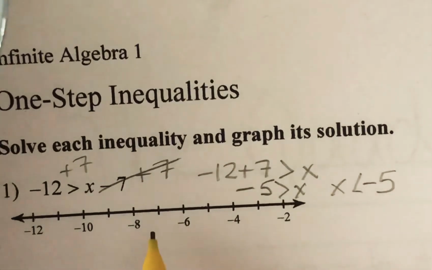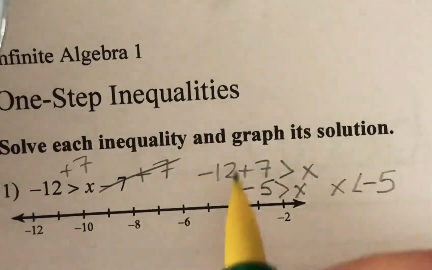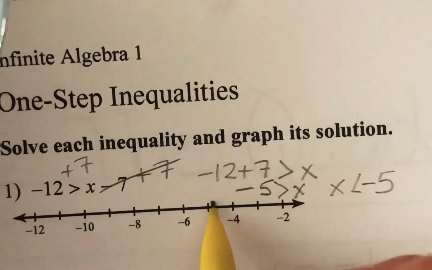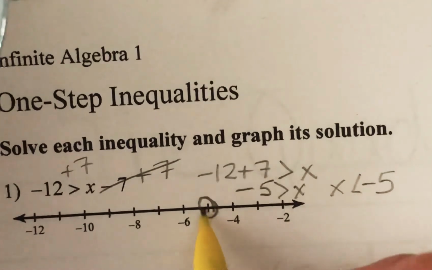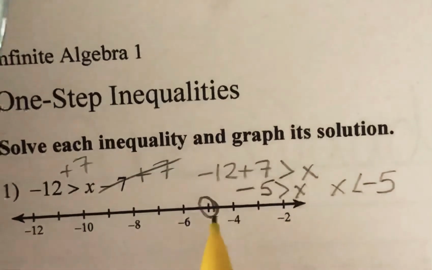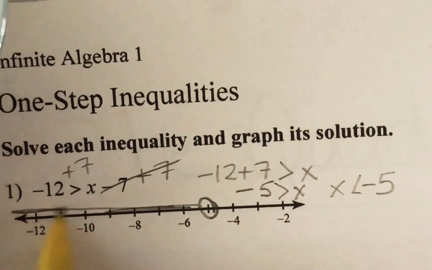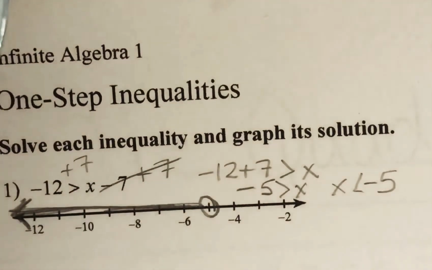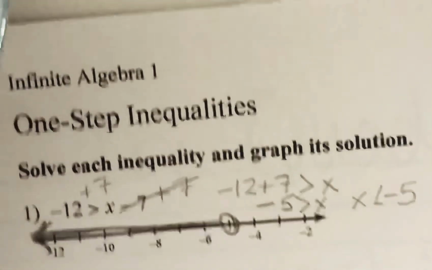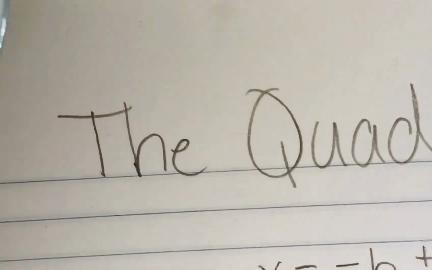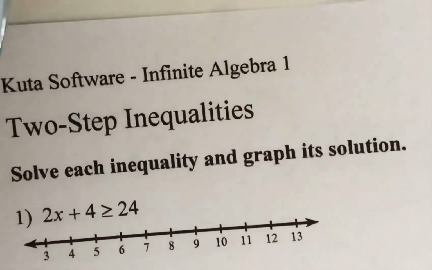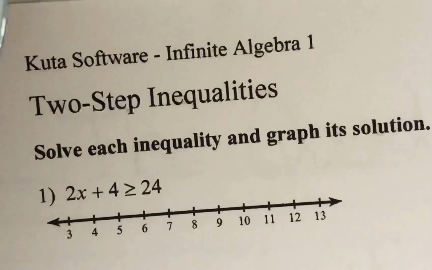So let's go grab negative 5 on our number line, which will be right here. We're going to leave it open because we don't have that equal to underneath, and negative 5, so anything less than is going to be this direction, right? Okay, so that's how we would solve a one-step, and just watch out for if you are multiplying or dividing each side by a negative.